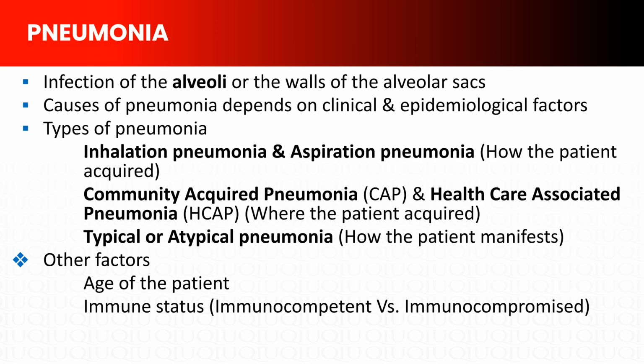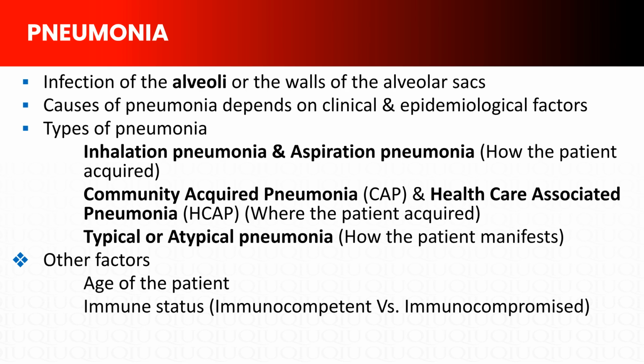Classification by acquisition method. Inhalation pneumonia occurs from breathing infectious particles. Aspiration pneumonia results from inhaling stomach contents or oropharyngeal secretions. Classification by location. Community-acquired pneumonia occurs outside hospitals. Healthcare-associated pneumonia develops in hospitalized patients or those in healthcare facilities.